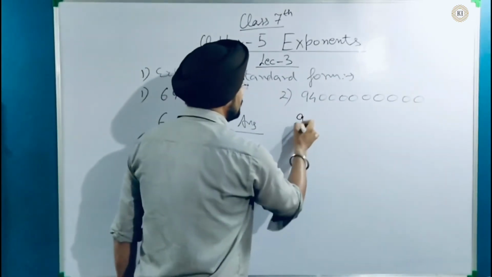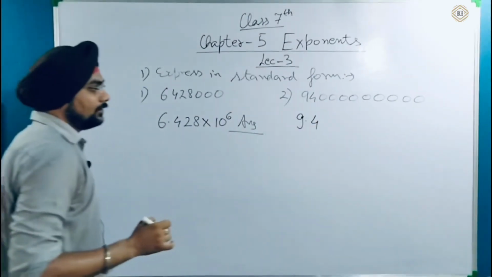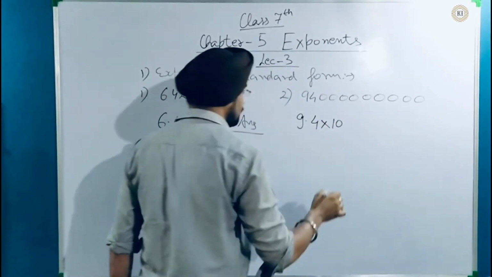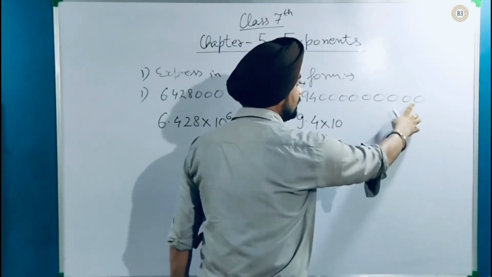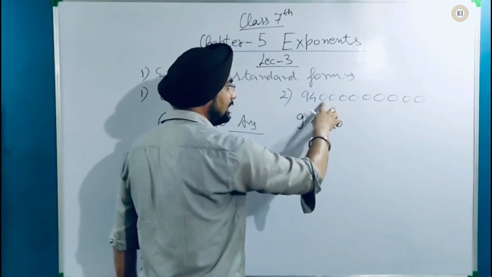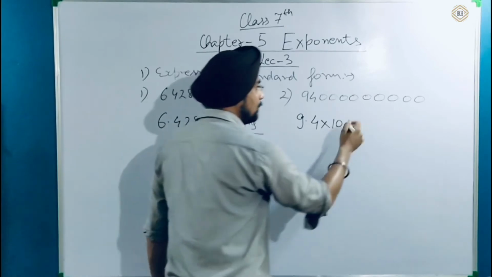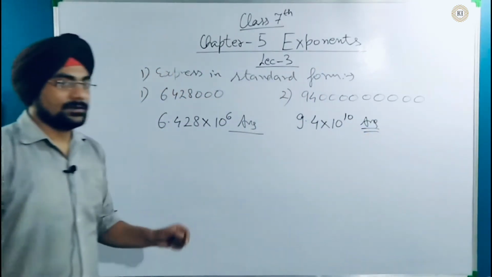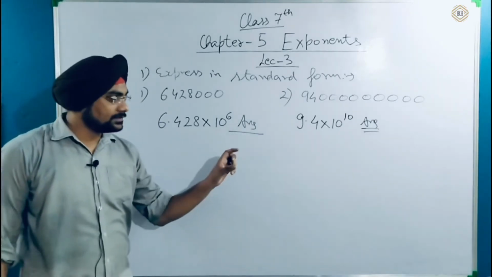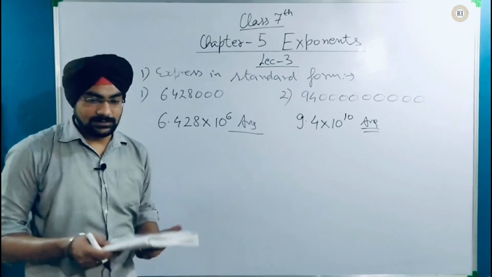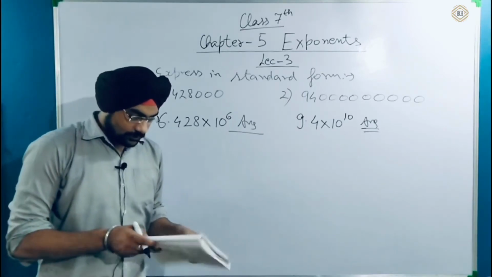See this question, 9.4. We will not write 0. Multiply by 10 to the power. Now count the digits: 1, 2, 3, 4, 5, 6, 7, 8, 9. And this number also you will count, that will be your 10. It means the power will come from counting the number of zeros plus the digits after the decimal. Now let us do some more questions.